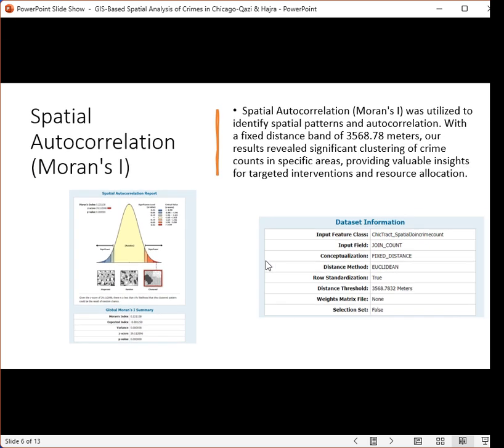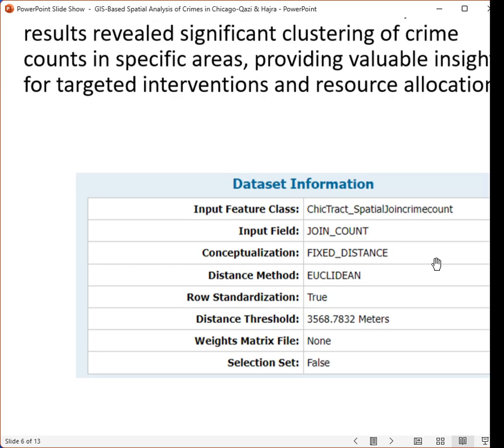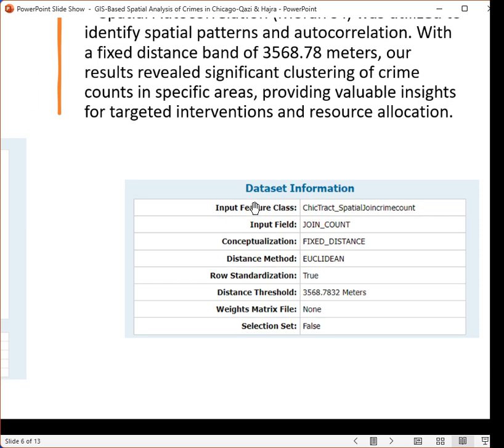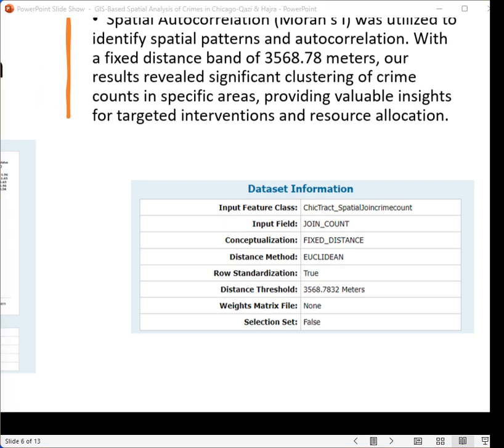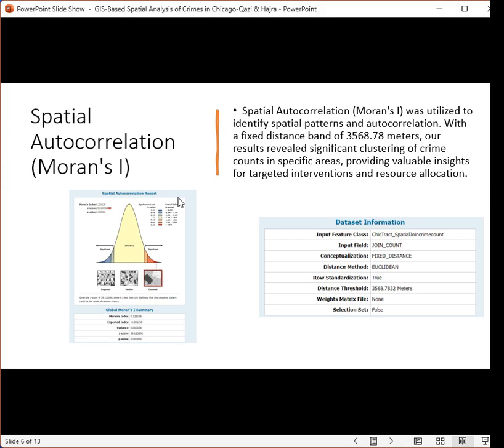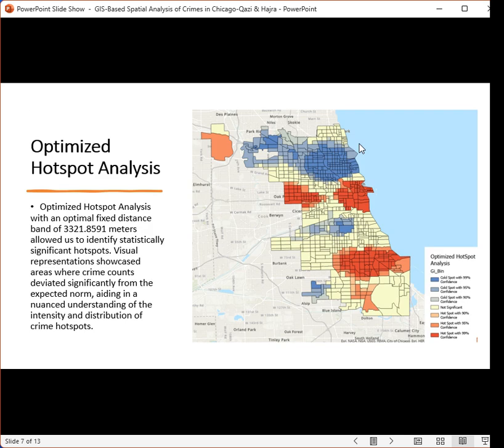And here we use the output from the spatial join, and the input field was also the join count, as we counted in the spatial join. And also the distance band that was generated was about 3,500.